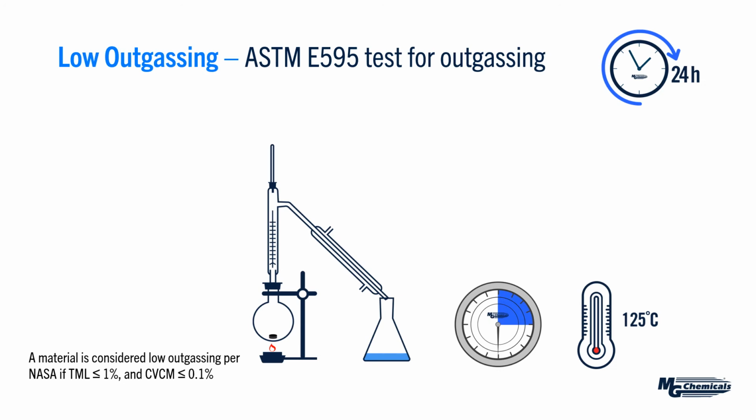And the NASA standard is if the total mass loss is less than 1% and the collected volatile condensed matter is less than 0.1%, then that is considered low outgassing per the NASA standard. So this is typically the benchmark when you're recommending a material that is low outgassing.